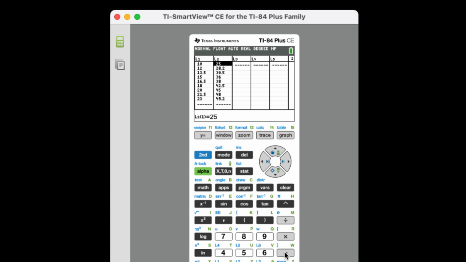Stat, edit, edit. Clear out list 2, go up, hit clear. Go up, hit clear. Enter your data now. So in list 1, what do we do? 20, enter. 40, enter. 50, enter. 60, enter. 80, enter. 100, enter. There's my data. Now, list 2, we're going to put what? 40, enter. 45, enter.